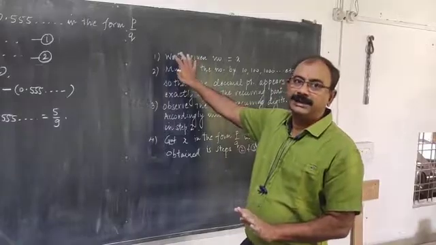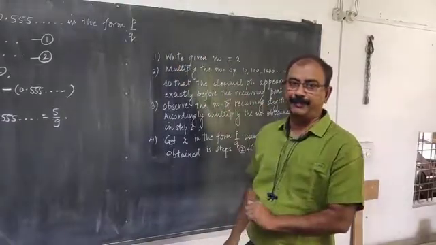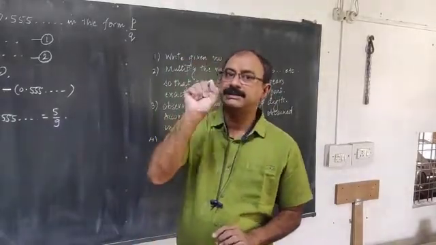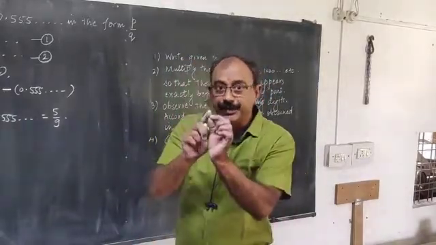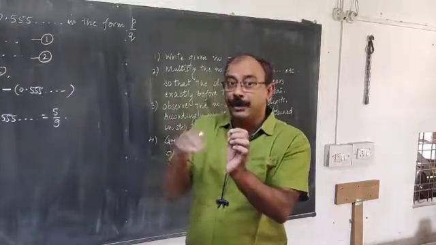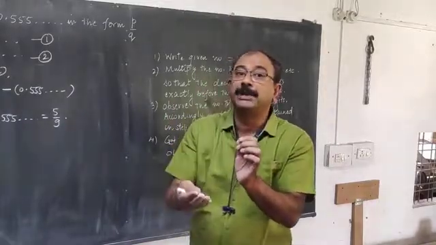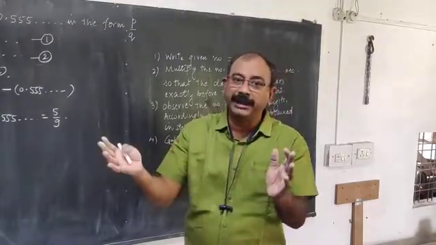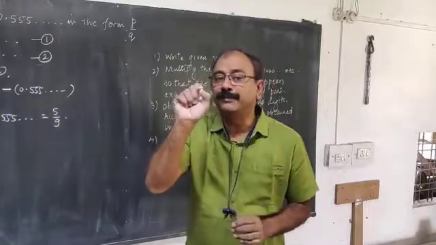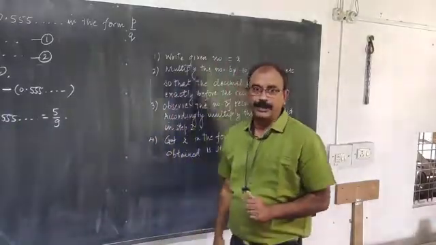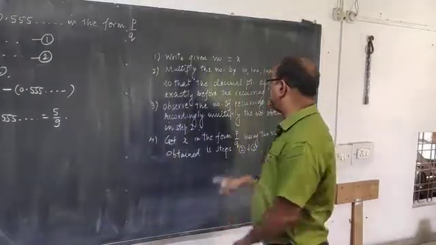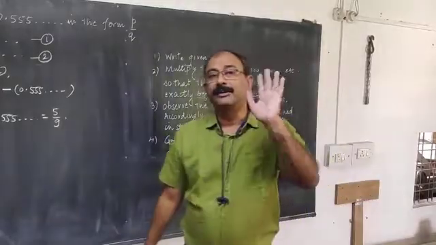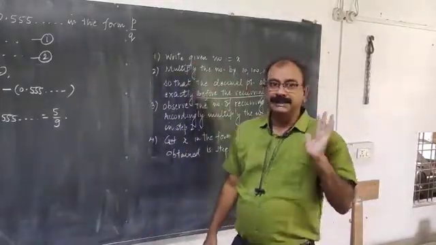Whatever number you are given, consider that number as x. In the number you have to adjust the decimal point just before the recurring part, for which you may have to multiply it either by 10 or by 100 or by 1000. That depends on the position where you want to adjust the decimal point. The decimal point must be adjusted before the recurring part. That is the second step.